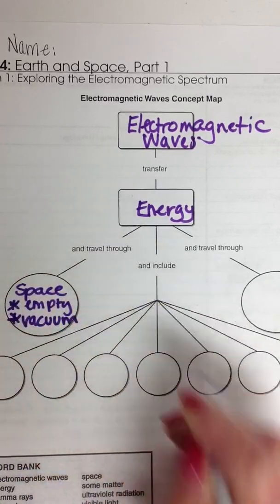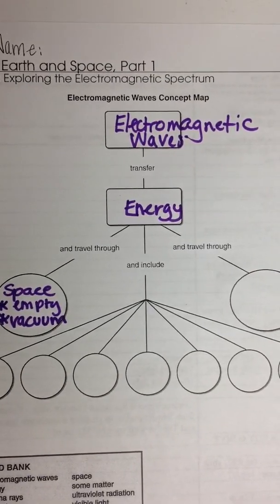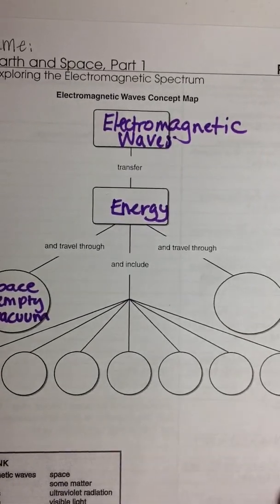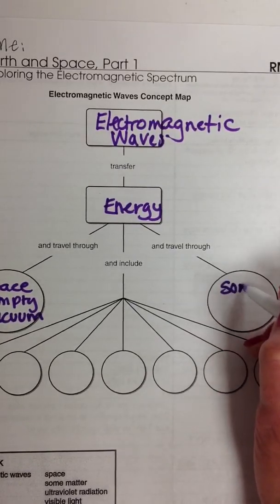All right. So, but these waves can also travel through some matter. For example, when this type of energy leaves our sun and it comes towards Earth, it travels all the way from the sun to the Earth's atmosphere in a vacuum. But then it does enter our atmosphere, which is matter, right? It's made up of elements. So here we're going to have to add that it can travel through some matter.